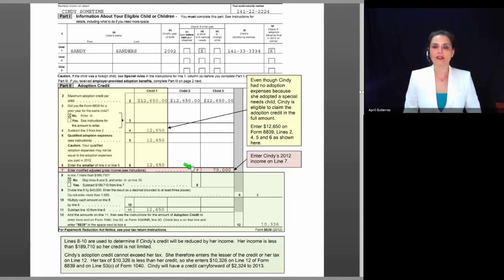We then move on to line 7 and enter Cindy's adjusted gross income. The purpose of doing that is to see if she's subject to a phase-out, and based on her income, she is not subject to a phase-out. She'll be allowed to claim her credit in full.